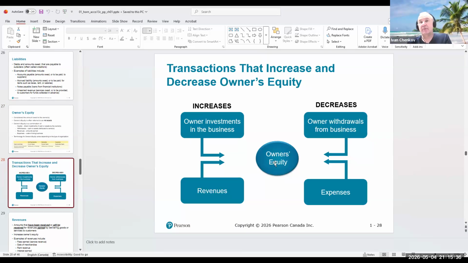Now, again, what's going to increase the owner's equity? Every time the owner invests more in the business, it's going to increase the owner's equity. Or if the business generates revenue, that's also going to increase the owner's equity. What's going to decrease the owner's equity? Every time the owner decides to take money from the business, that reduces owner's equity. What else is going to reduce it? If the business starts generating expenses, which we already saw, you cannot generate revenue if you don't have expenses. So that's also going to decrease the owner's equity.